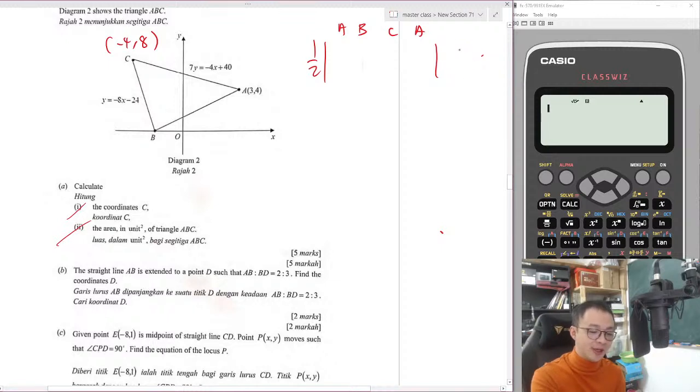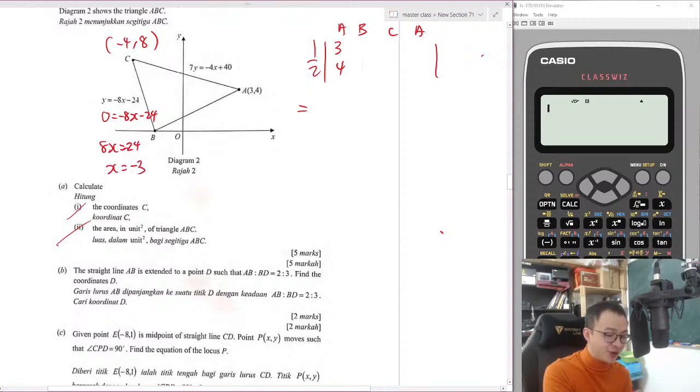Okay, so I write equal at the bottom. Coordinate A is 3, 4. B, you need to find B. So B is the x-intercept, right? Make y 0. 0 equals negative 8x minus 24. 8x equals negative 24. x equals negative 3. So this coordinate is called negative 3, 0. Okay, negative 3, 0. C is negative 4, 8.